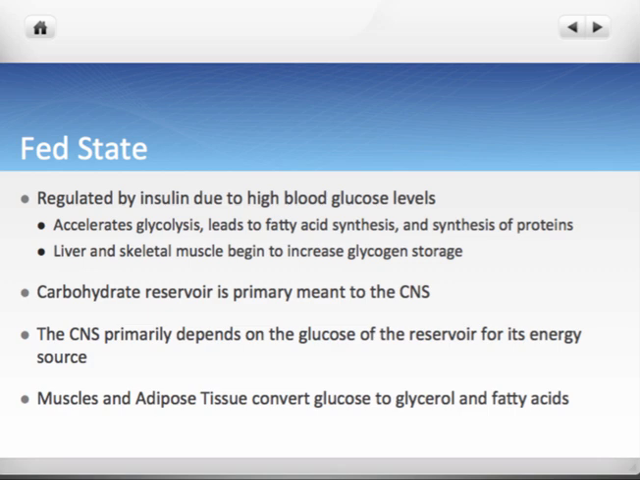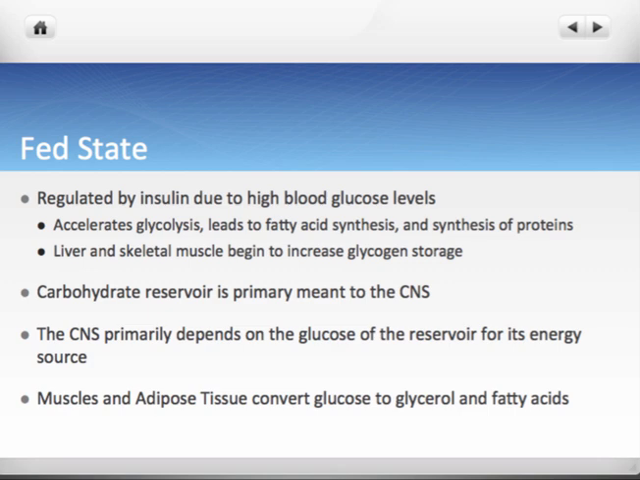So in the fed state, like I said, this is between 0 and 3 hours. So this is when we have high blood glucose levels, and that's because we've just consumed food. And so this whole state is regulated by insulin. Insulin is actually going to help accelerate glycolysis. It leads to fatty acid synthesis and synthesis of proteins. Insulin is also going to act in the liver and skeletal muscles by increasing glycogen storage there. We have carbohydrate reservoirs, and we're going to see an increase there, and this is primarily meant to be a source for the central nervous system.